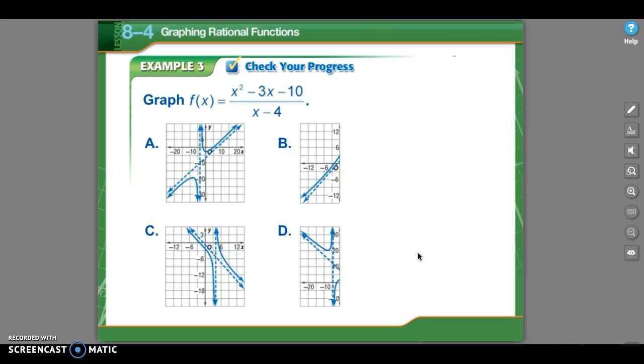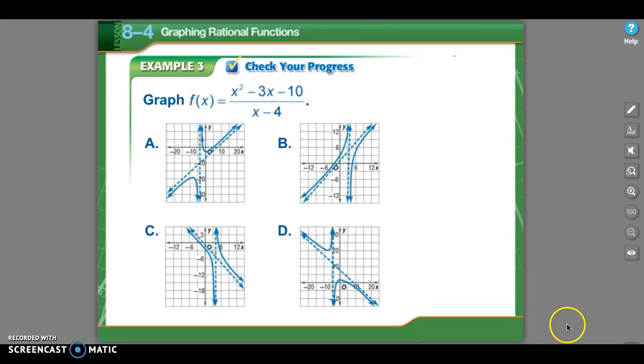So we've got a check your progress problem now. Go ahead and work on this one. Pause the video as long as you need. When you have your answer, come on back and we'll look at the next screen.